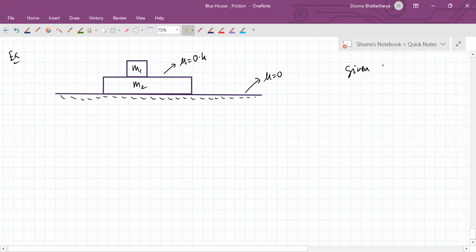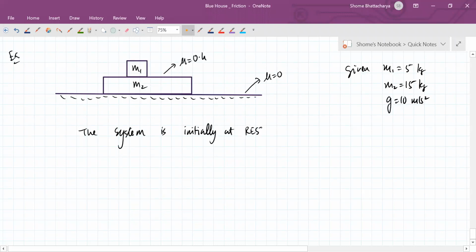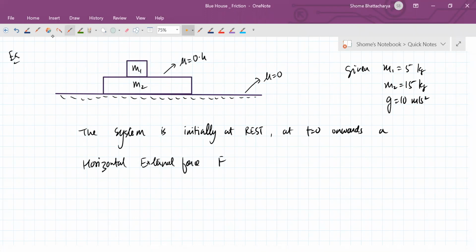And given that M1 is, let us say, 5 kilograms and M2 is 15 kilograms and g is equal to 10 meters per second square, the system is initially at rest. Now at t equal to 0 onwards, a horizontal external force F acts on the lower block. So we start pushing the lower block with an external force F horizontally.